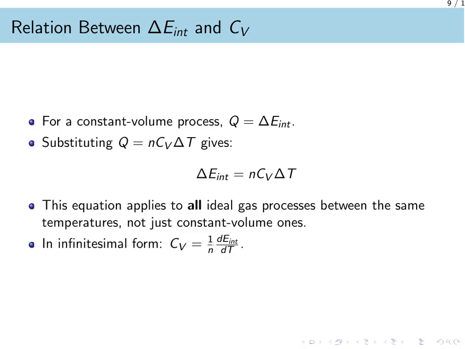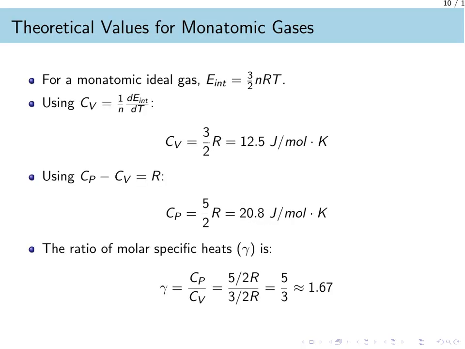In calculus terms, C sub V is defined as 1 over n times the derivative of internal energy with respect to temperature. For a monatomic ideal gas, we can calculate these values theoretically. Starting with internal energy equal to 3/2 nRT, we find that C sub V equals 3/2 R, which is approximately 12.5 joules per mole Kelvin. Using the relationship that C sub P minus C sub V equals the gas constant R, we find that C sub P equals 5/2 R, or about 20.8 joules per mole Kelvin.